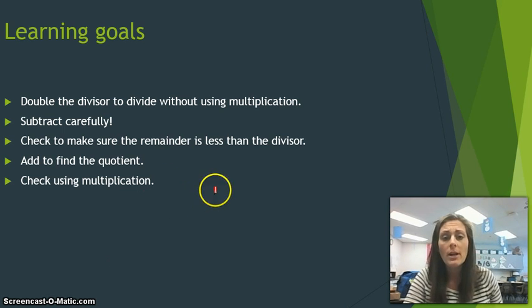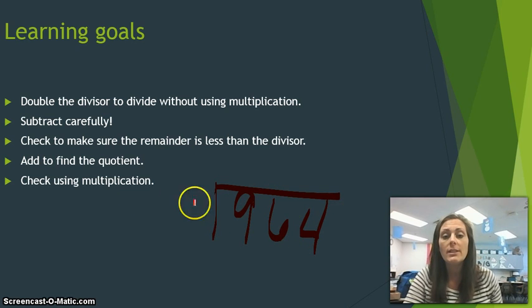Now, if you remember, in a division problem, the 964 is the dividend, and the 7 would be the divisor. So if your remainder is ever more than the divisor, you've done the problem wrong.